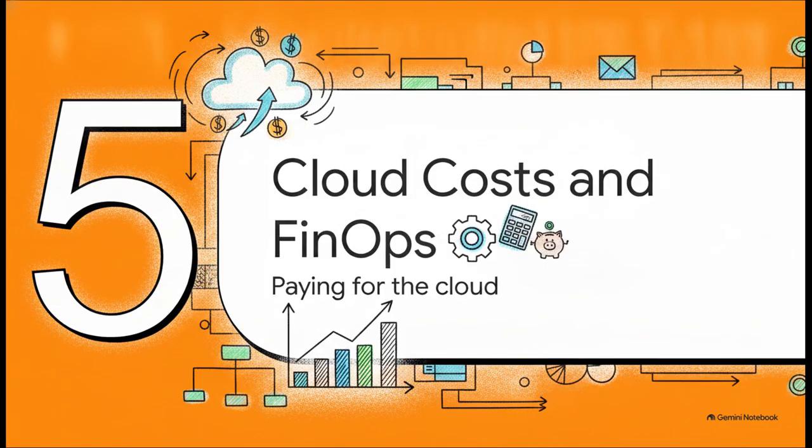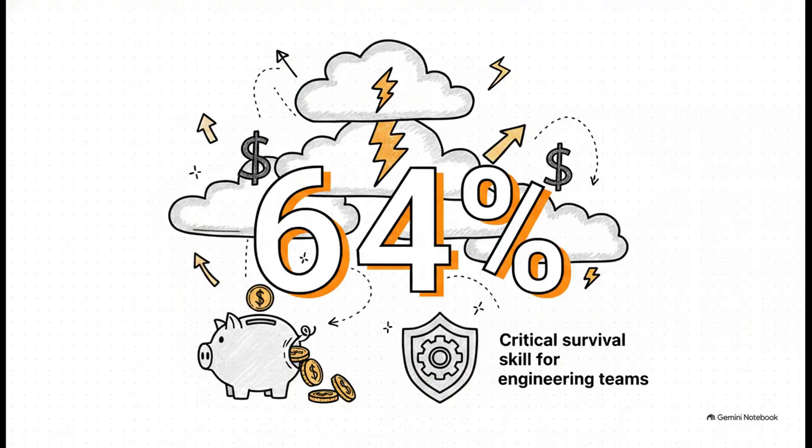Section 5. Cloud Costs and FinOps. Basically, the harsh reality of paying for all of this. Look at this number, because it is staggering. Cloud spending across the industry is jumping up by over 64% annually. Because costs are spiraling upward that fast, cost optimization isn't just a clever accounting trick anymore. It is a literal survival skill for modern engineering teams.